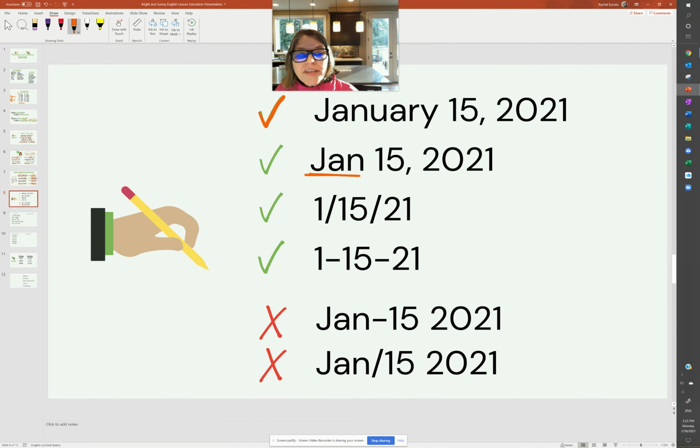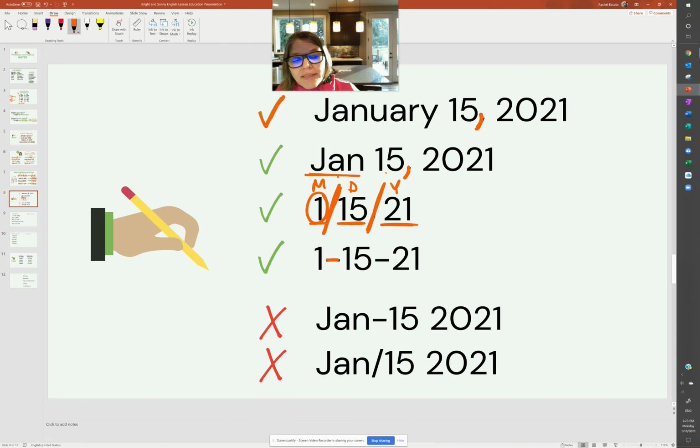Okay, so this is the regular long way, January 15th, 2021. We can use this abbreviation. We can say Jan 15, 2021. Remember, there's a comma after that number. And if we don't write January, we use a number. We can do month, day, year, and we have these lines in between the month and the day and the day and the year. So we can write 1/15/21. We would write that. We would say January 15th, 2021.